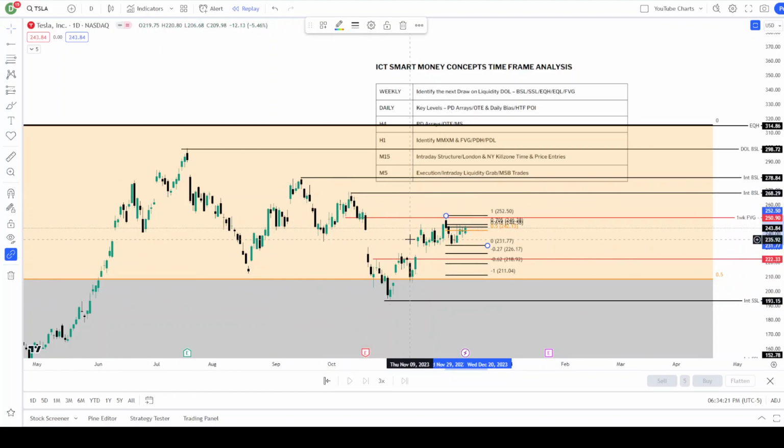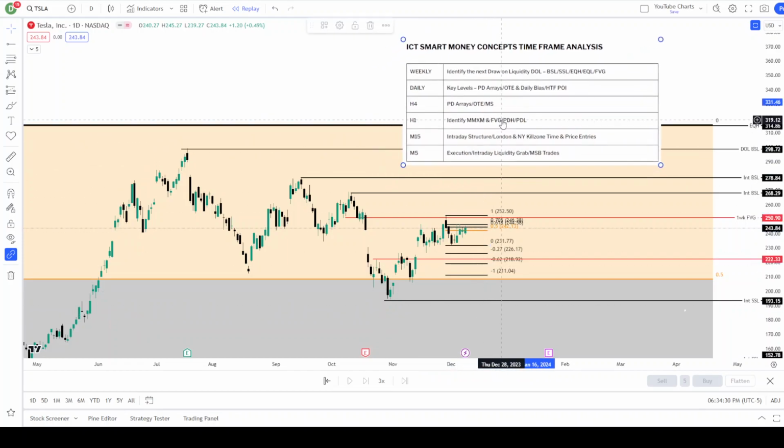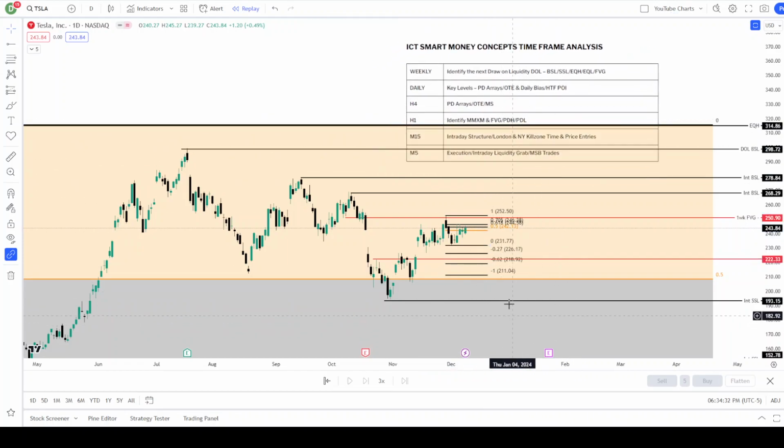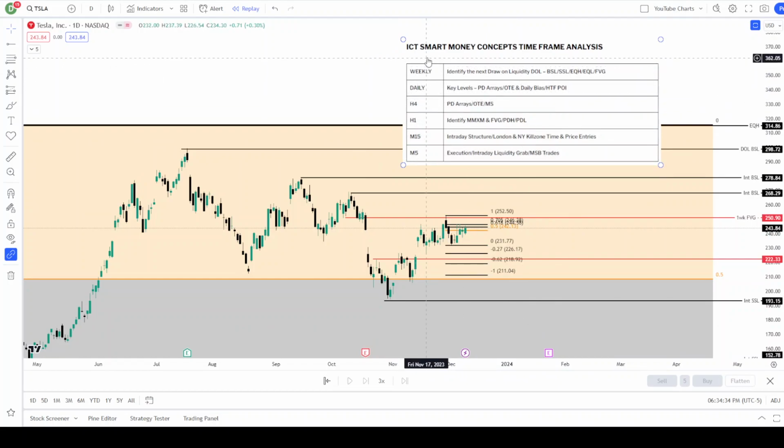We also had one here, and then we've also now had one here as we continue to take lower lows and lower highs. So now here we are again, back at an optimal trade entry, and we'll see if we continue down to get a lower low. No promises, but it is something that you're watching as far as your smart money concepts time frame analysis for setting up your weekly chart.